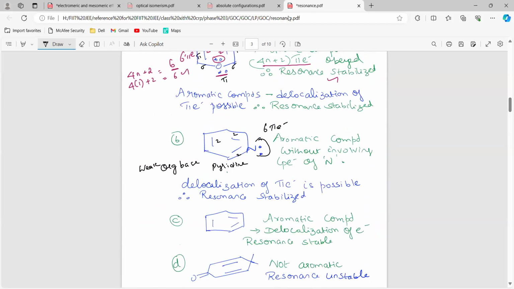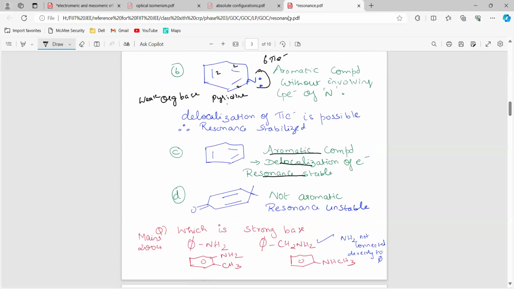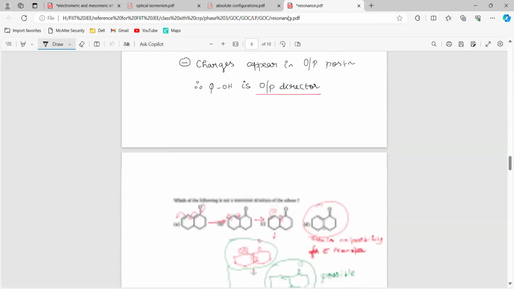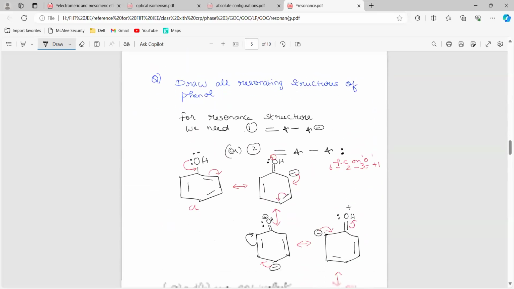Fine. Look at this structure. Benzene is an aromatic compound, delocalized, and it is resonance stabilized. Look at this structure. Is it resonance stabilized? No, it is not resonance stabilized. Why? It is pi here, sigma here, again sigma. There is no delocalization possible. Yes or no? So therefore, it is not resonance stabilized. These kinds of questions are quite common with the stability of resonance.